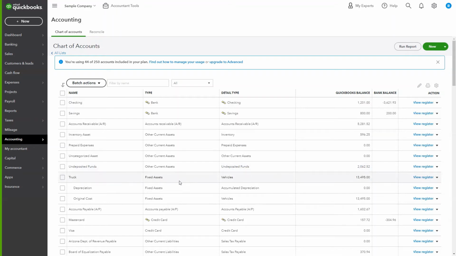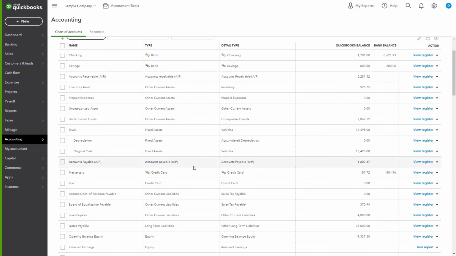Now we have fixed assets. These are assets that you're going to use for the company for several years, and these can be things such as vehicles, equipment, building, etc. Accounts payable. This is similar to accounts receivable. These are going to be where you enter your bills in that you receive from your vendors, but you've not paid them. So it gives you a snapshot of what you owe.